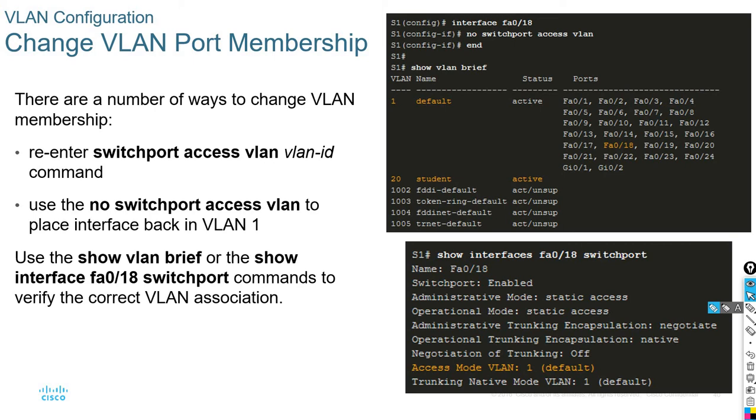Now, changing the VLAN port membership. There are a number of ways to change the VLAN membership. Re-enter the switchport access vlan ID command, or use no switchport access vlan to place the interface back in VLAN 1. See the example here: interface FA0/18, no switchport access vlan. Use show vlan brief or show interface FA0/18 switchport commands to verify the correct VLAN association.